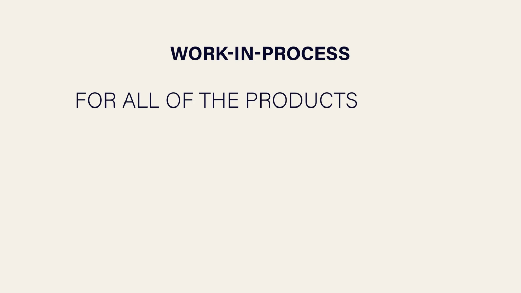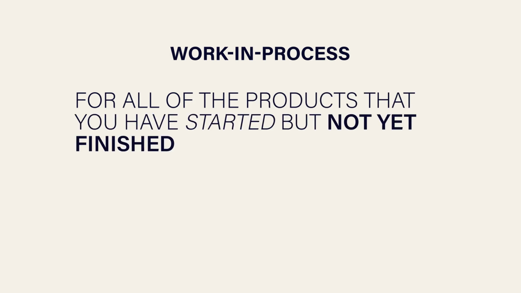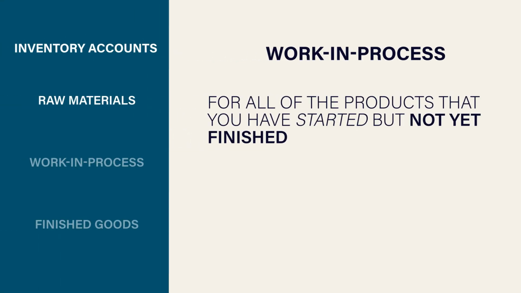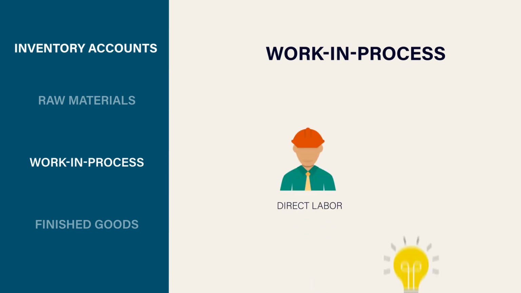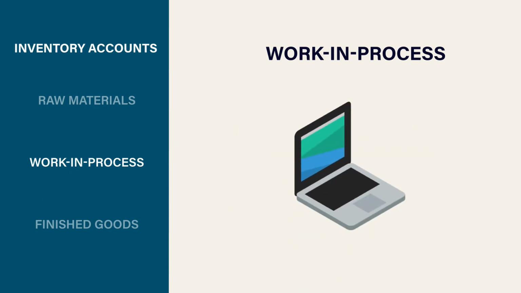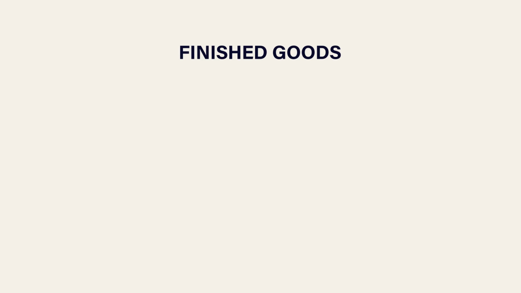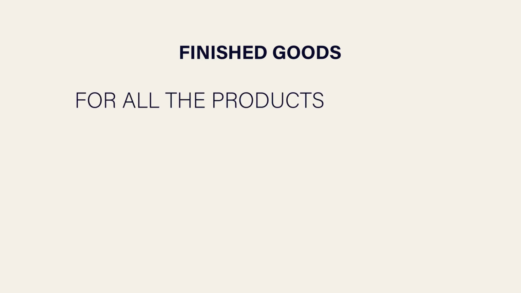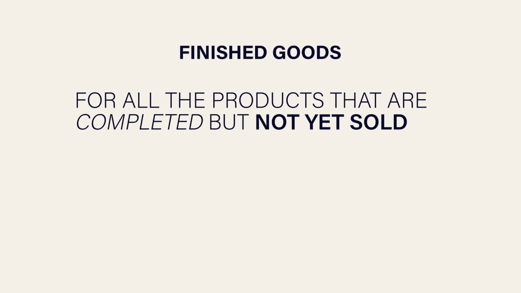The work in process inventory account is for all of the products that you have started but not yet finished. So when you start using raw materials for production, they move into the work in process account. The direct labor costs and the overhead costs that you spend get recorded directly to the work in process account. Once you do finish the products, then you move the balance out of work in process and into finished goods. The finished goods inventory account is for all the products that are completed but not yet sold.